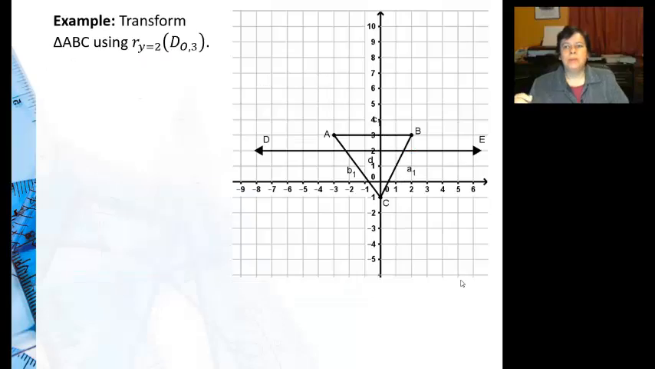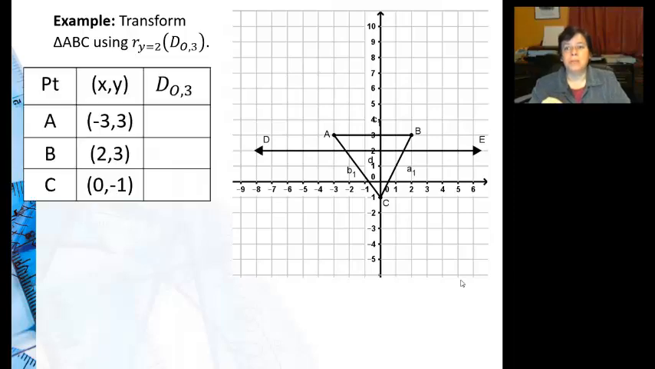So in this example, we're going to transform triangle ABC using the reflection of the image or pre-image over the line y equals 2, which I've already drawn there for you to make it easier, and a dilation about the origin with a scale factor of 3. Which one do we do first? We start from the inside of the parentheses. So we're going to do the dilation first.